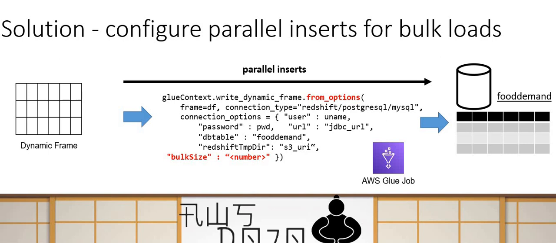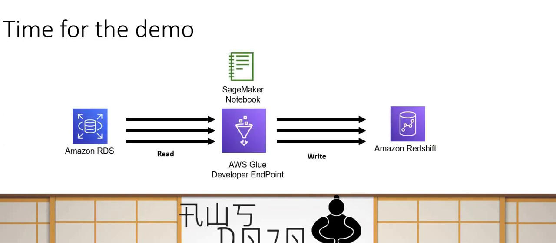So I told you, things are pretty straightforward, you just need to know how it works, how to configure it, and what to take care of. So time for a good demo, because the topic is pretty straightforward and the demo is even easier than that. What we are going to do here is that I have got an RDS database where I have put that food demand table, all those 130K rows over there. And then I have got Amazon Redshift where I have also created this food demand table, but there is no data over there. And then I'm going to use AWS Glue developer endpoint with SageMaker notebook to run my code, which will do parallel read and parallel write.